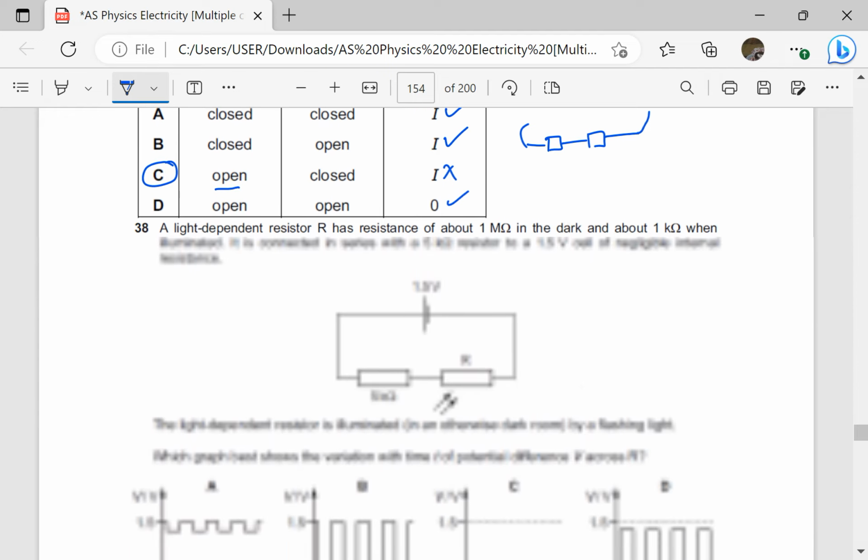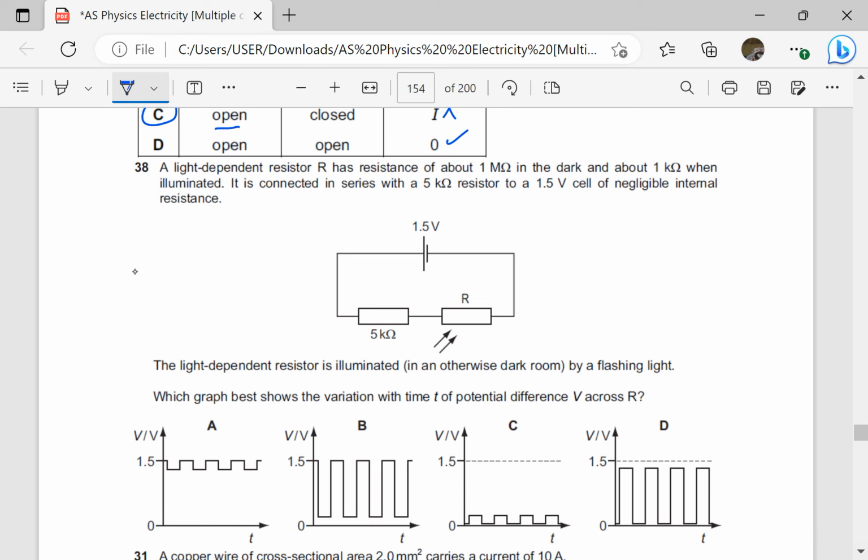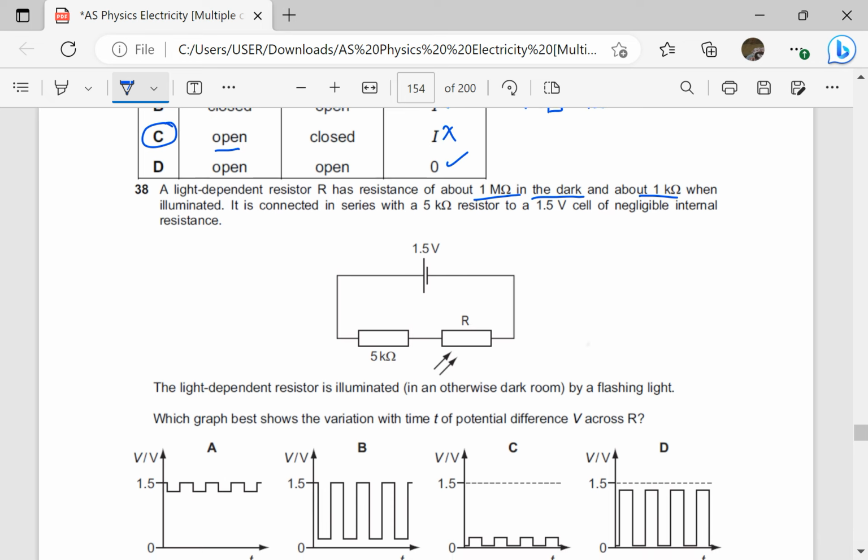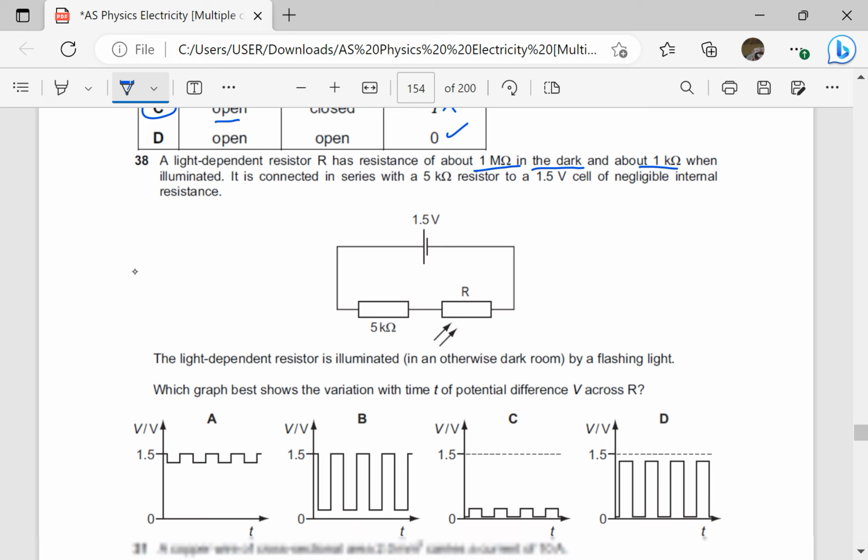A light-dependent resistor has a resistance of about 1 mega ohm in the dark and about 1 kilo ohm when illuminated, that is under light. It is connected in series with a 5 kilo ohm resistor to a 1.5 volt cell of negligible internal resistance. The light-dependent resistor is illuminated in an otherwise darker room by a flashing light. So the flashing light has light on equal time intervals and darkness on equal time intervals. Which graph best shows the variation with the time t of potential difference V across R?